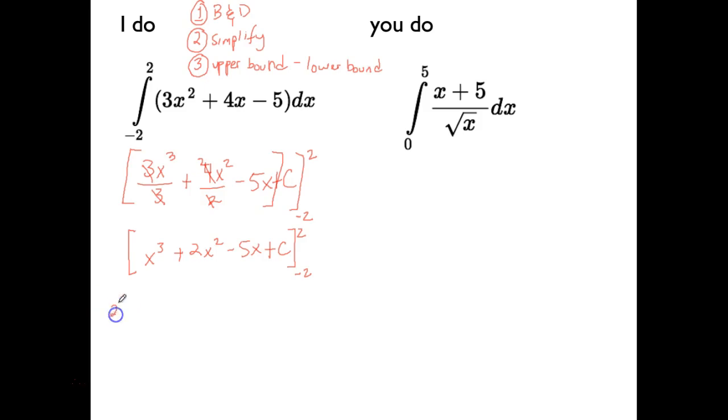So we're going to have 2 cubed plus 2 times 2 squared. That's me plugging in the upper bound into the x value. Minus 5 times 2 plus c. Okay, that's the upper bound. I'm going to put it all in parentheses. Now I'm going to subtract. I'm going to plug in the lower bound. So -2 cubed plus 2 times -2 squared minus 5 times -2 plus c.